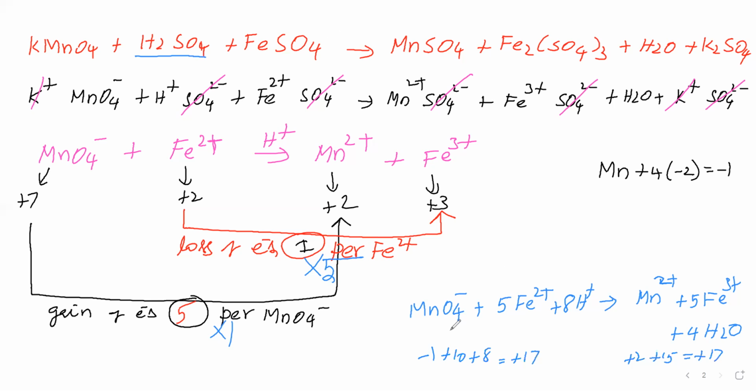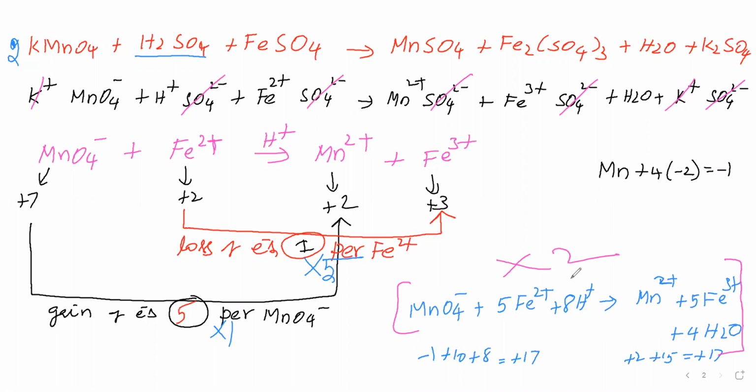Now we want permanganate one time. So how many times will we take potassium permanganate? One time. One time potassium permanganate will give one time permanganate. But here, the potassium is converted into potassium sulfate, and potassium sulfate contains 2 times potassium. So we have to make permanganate 2 times. If you want permanganate 2 times, multiply this entire ionic form of the equation by 2.